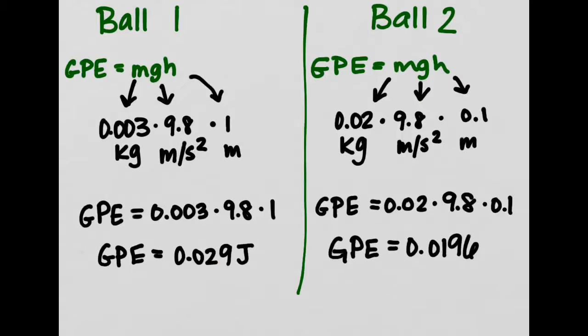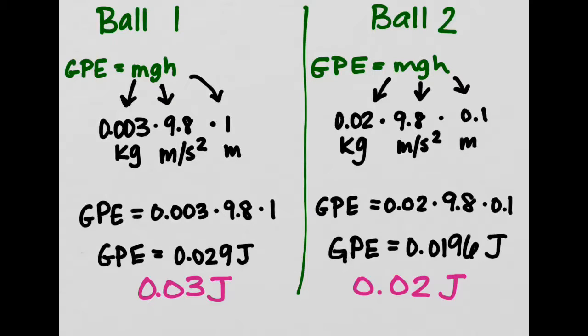Alright, I figured out that the gravitational potential energy for ball 1 was equal to 0.0294 joules, and the gravitational potential energy of ball 2 was 0.0196 joules. Ooh, almost forgot my units. I'll take a second to round these both up, because sometimes having smaller numbers in terms of digits makes things easier to look at. Alright, I rounded ball 1 up to 0.03 joules, and I rounded ball 2 up to 0.02 joules.